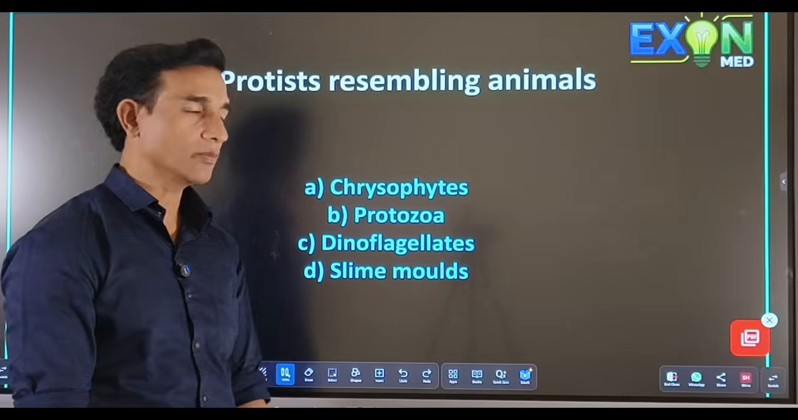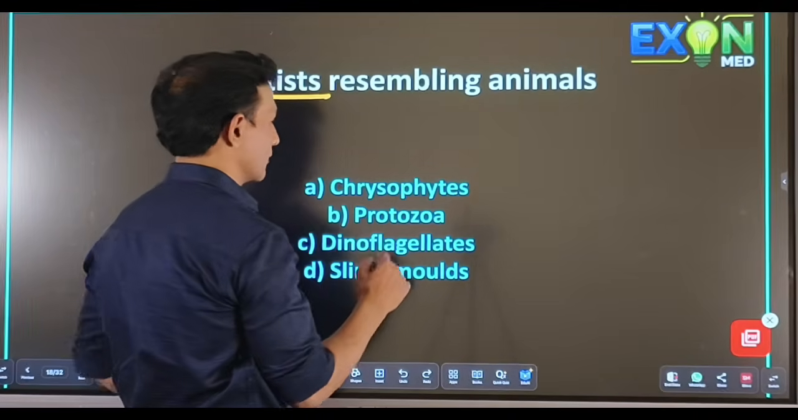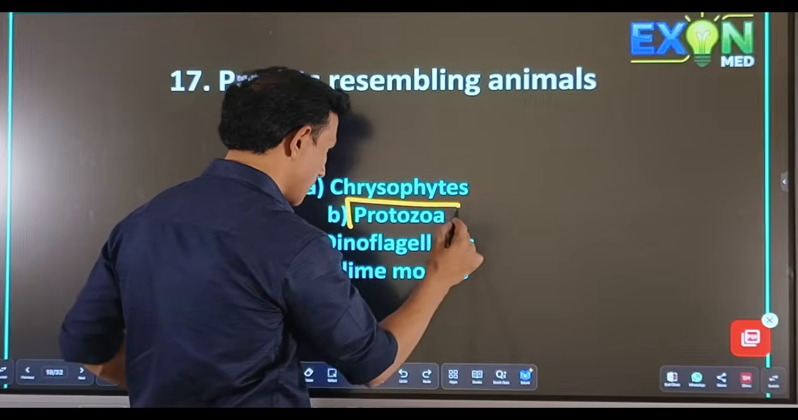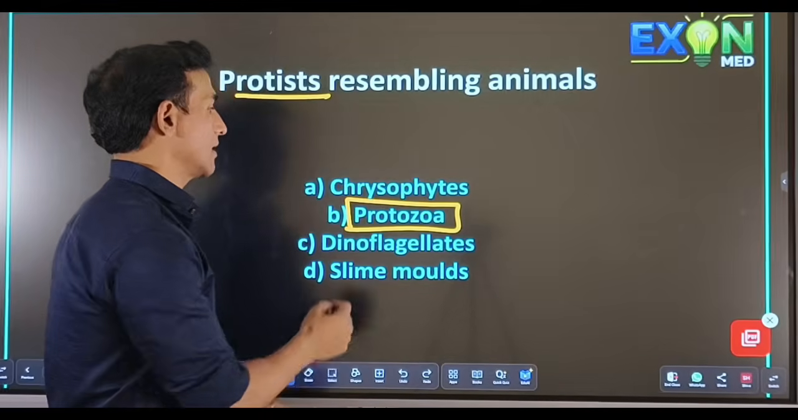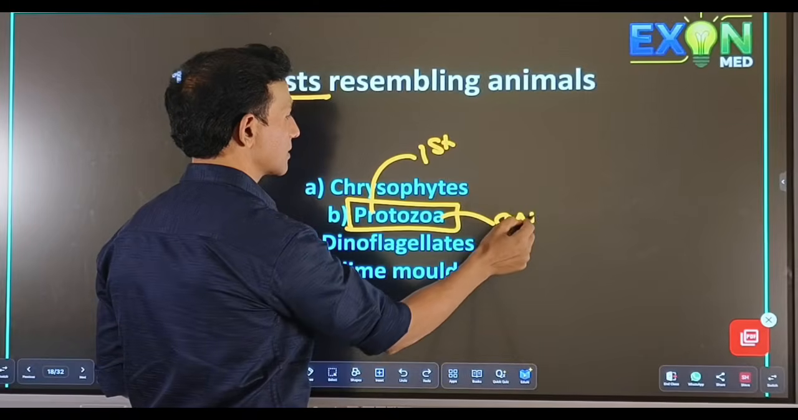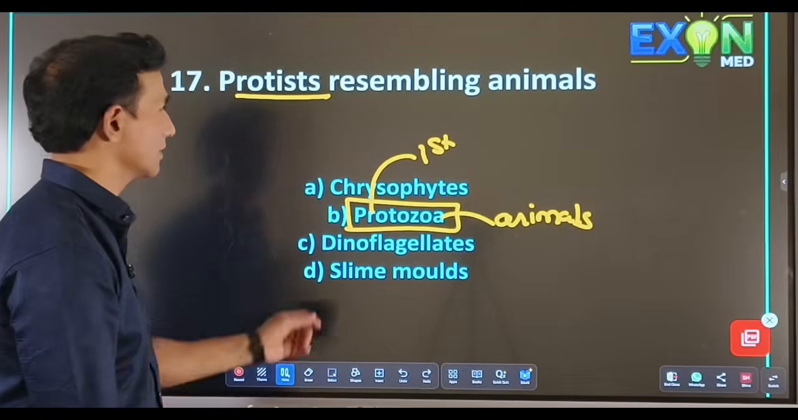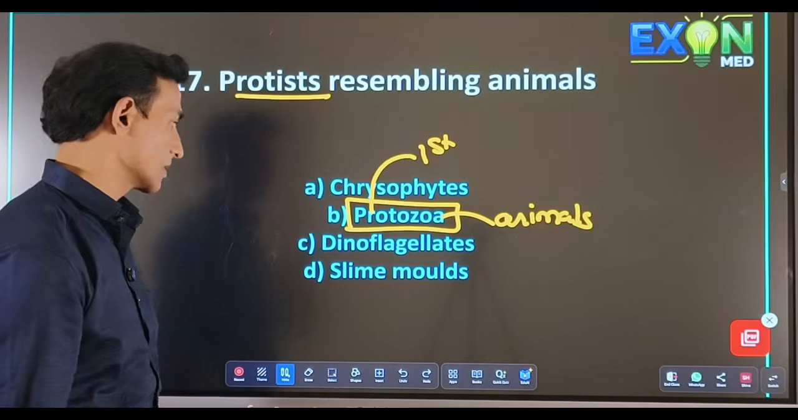Protists resembling animals. So there are some protists which resemble animals. So we have this group of organisms, and hence they are called protozoa: proto is first, zoa is animals. So first animal-like organisms are nothing but protozoans.